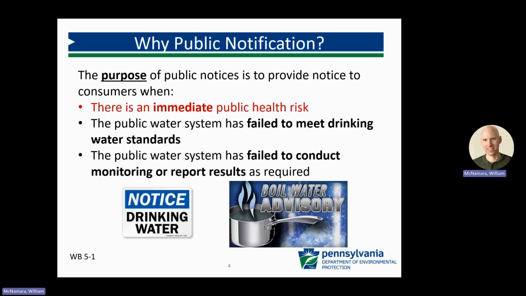So the purpose of public notices is to provide notice to consumers when there's an immediate threat to public health. So an immediate risk, that's why it's shown here in red on the screen, or the public water system has failed to meet any drinking water standards. So remember, it might not be as immediate a need, but you do have to notify the public. And or the public water system has failed to conduct monitoring or report results as required.